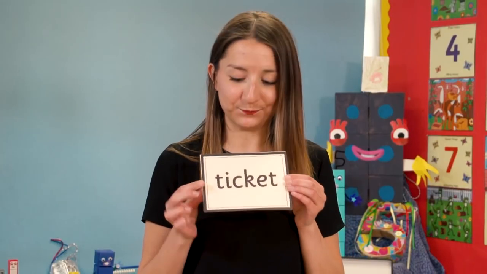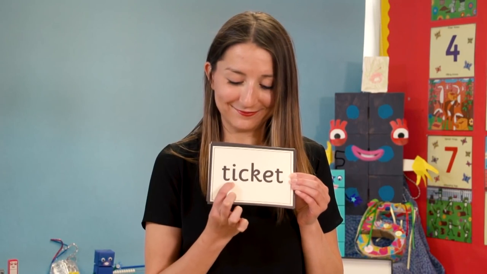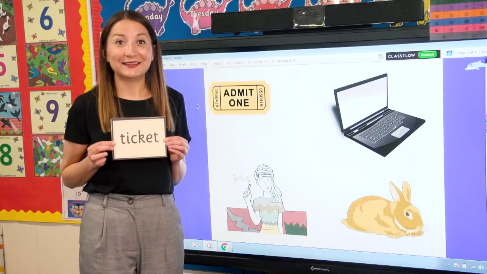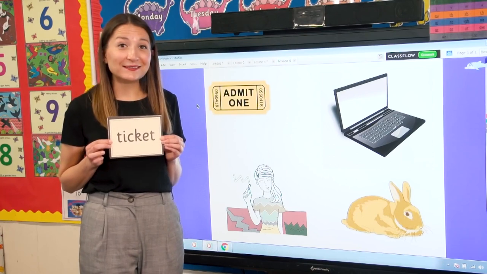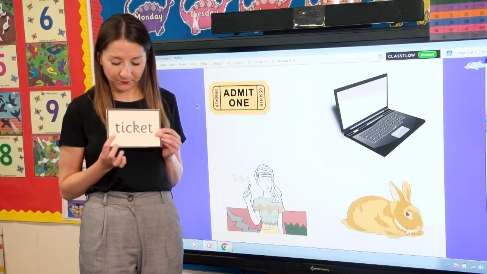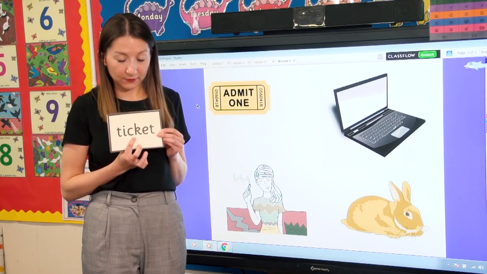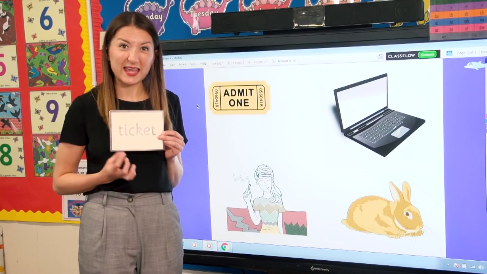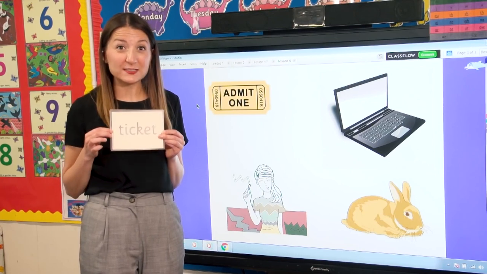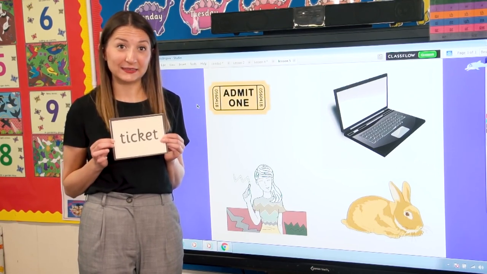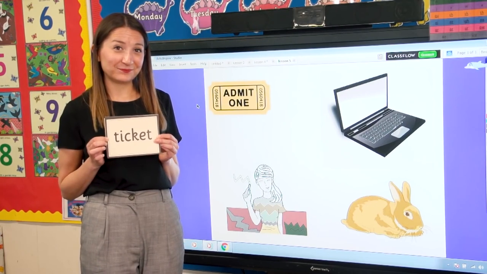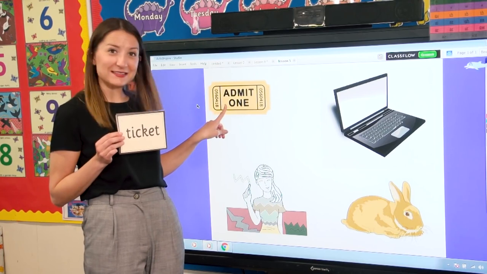Sound out and blend. Can you see the matching picture? Read the word with me. T-I-C-E-T. Ticket. But we say ticket. She brought a ticket for her train journey. Can you point to the matching picture? Yes, there's the ticket. Well done.